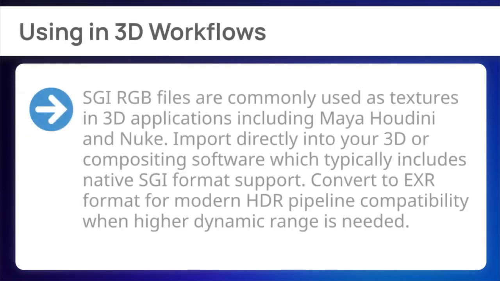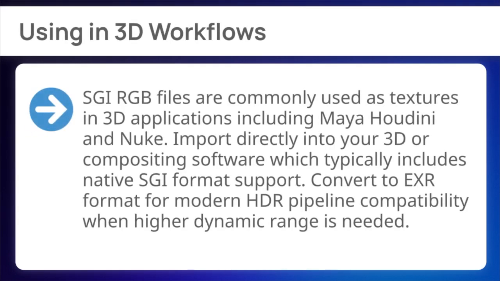Finally, using them in 3D workflows. SGI RGB files are commonly used as textures in 3D applications, including Maya, Houdini, and Nuke. Import directly into your 3D or compositing software, which typically includes native SGI format support. Convert to EXR format for modern HDR pipeline compatibility when higher dynamic range is needed.